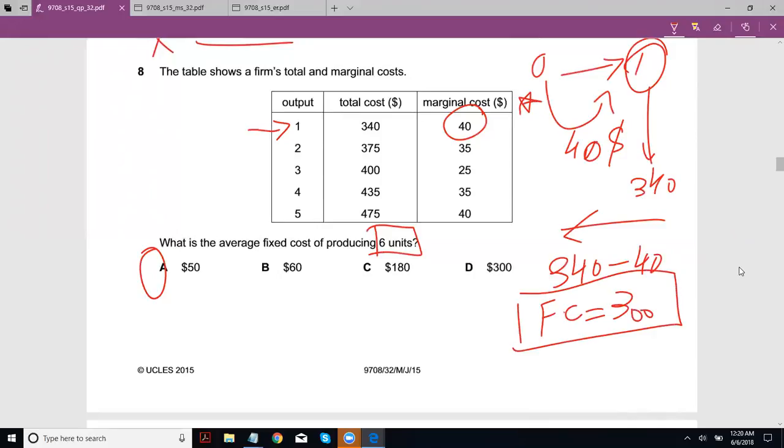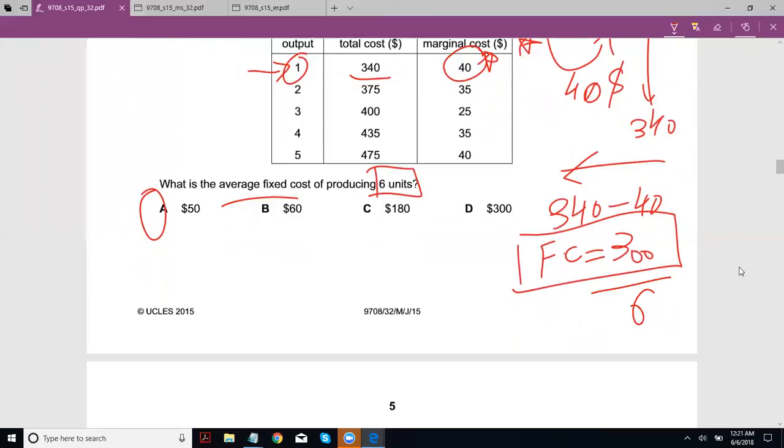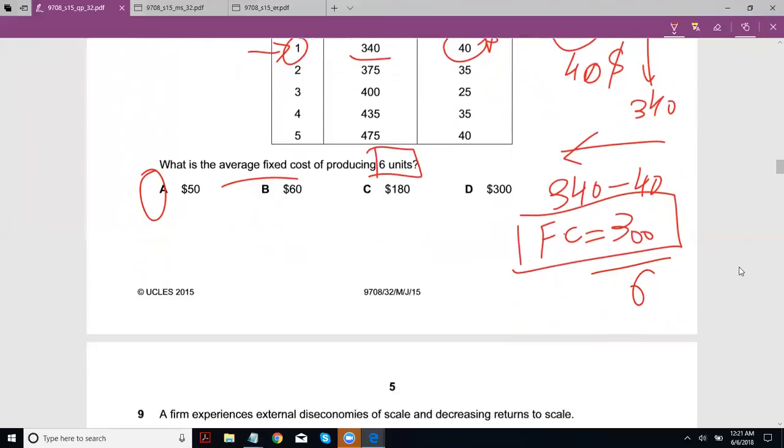Let me explain this in another way. When output is 0, the only cost you will have, total cost, would be equal to fixed cost, because variable cost only happens when you increase output. We know to produce one output, the additional cost was 40, because you went from 0 output to 1 output. So you subtract that from 340, and you get 300 as your total fixed cost, because fixed cost will not vary depending on output. And then to figure out your average fixed cost, you divide this by quantity, which is 6, which gives you 50. So you're good.